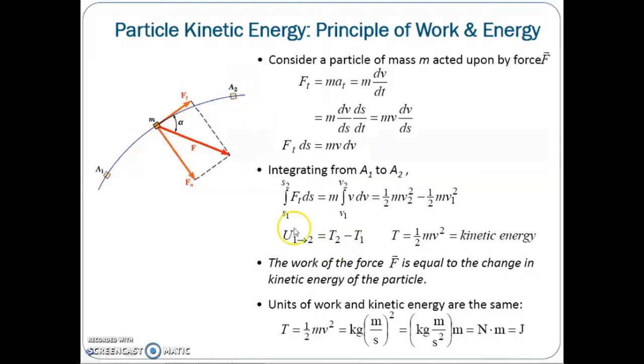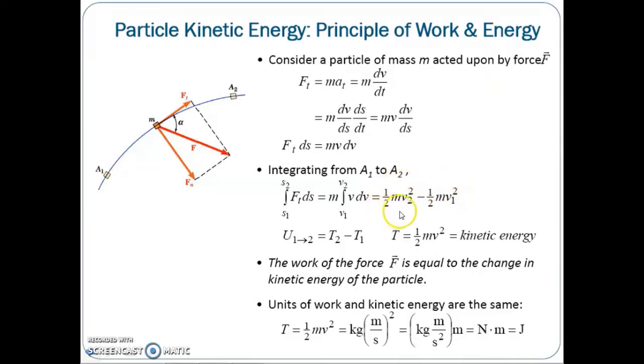then we will have, from the position S1 to S2, the integration of Ft ds equals m, which is a constant, times the integration of v dv from v1 to v2. And remember that the term on the left is the work of a force, U1 to 2, and the integration of v dv basically gives us v squared over 2. So giving us 1 over 2 m v2 squared minus 1 over 2 m v1 squared.